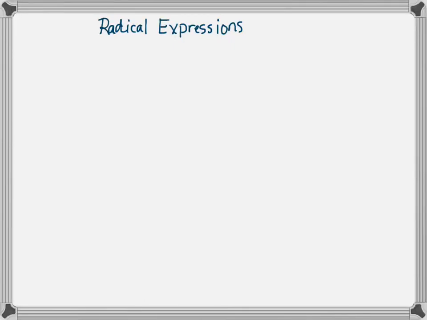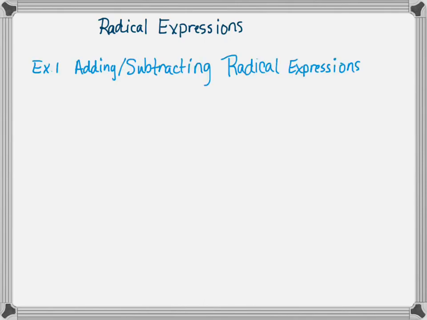Let's look at more radical expressions and how to simplify them. So first, let's look at adding and subtracting radical expressions. 7 radical 5x plus 8 radical 5x. Here, the radicals are identical. They have the same index, they're both square roots, and what's underneath the radical is identical. So these we can combine together by adding the 7 and the 8. 7 plus 8 is 15, so we have 15 radical 5x.